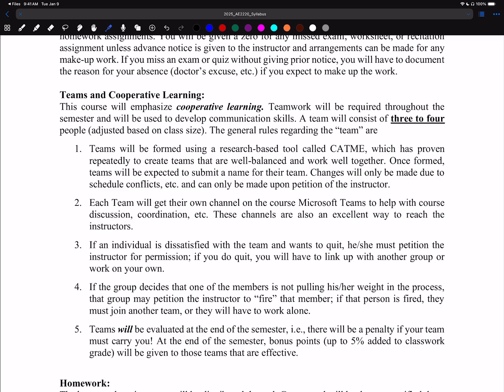If you're unhappy with your team, you are allowed to quit. This involves discussion and petition with me, but if you do decide to quit, you are allowed to do that. And then you're able to link up with another team or work on your own, depending on the circumstances.